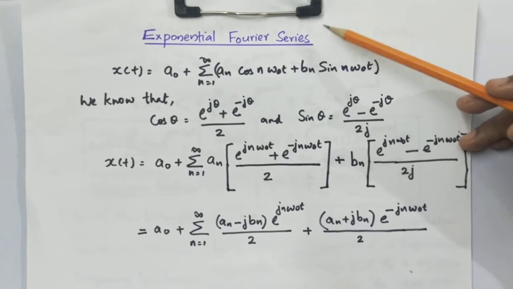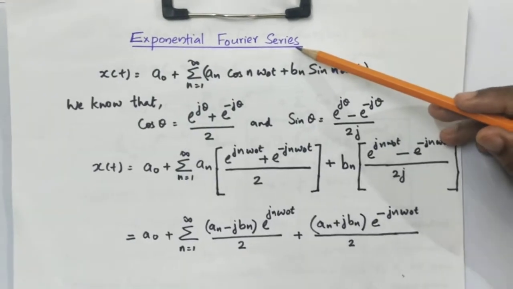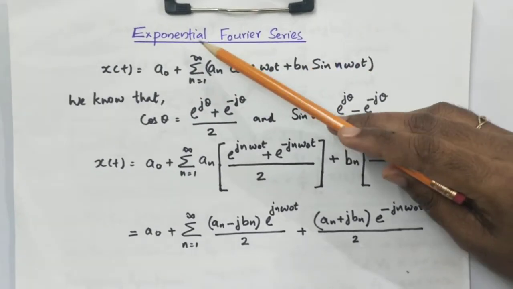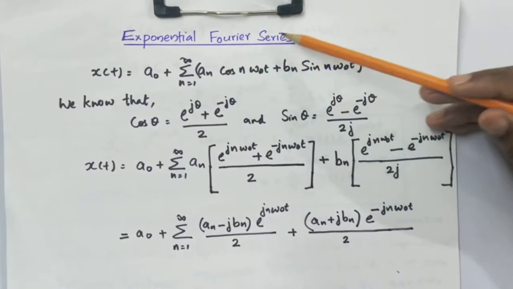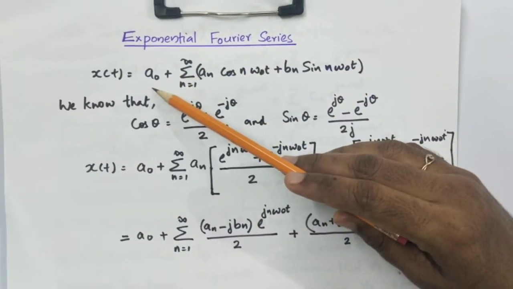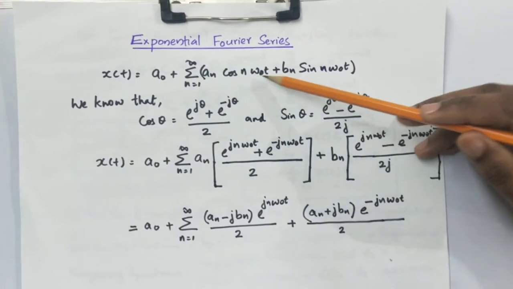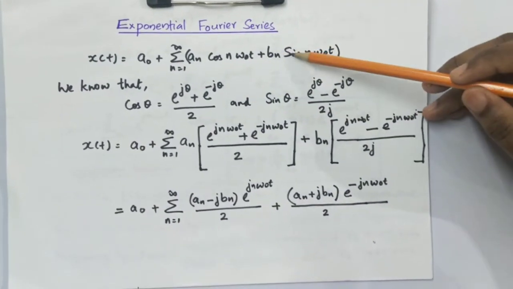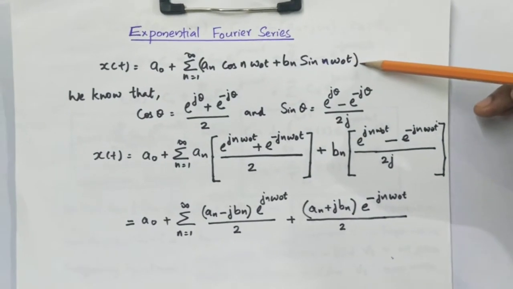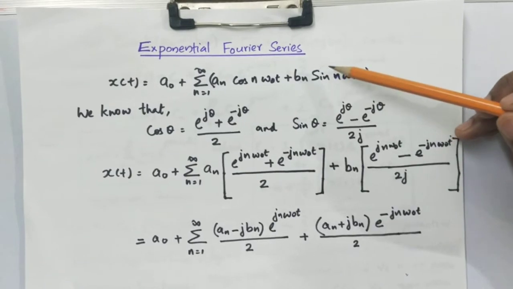Hi all. So far we were discussing trigonometric Fourier series, and today we will discuss exponential Fourier series. In the trigonometric Fourier series we have x of t equal to a0 plus sigma an cos n omega 0 t plus bn sin n omega 0 t, that is, having the terms cosines and sines.